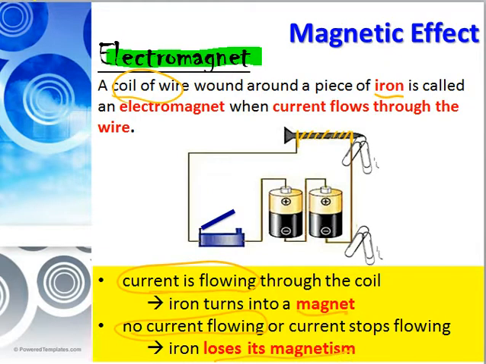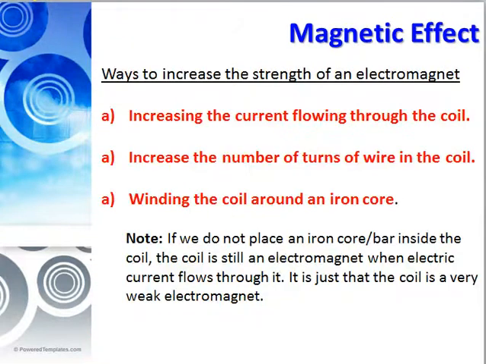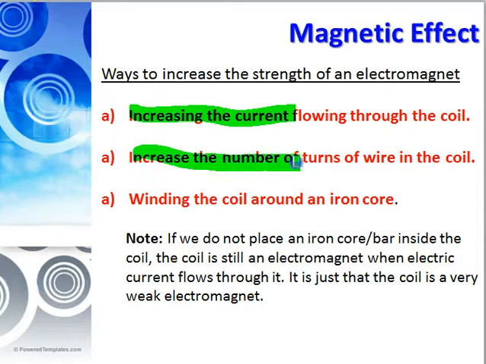So now, you might be thinking, wow, this is quite an amazing effect. Can we make the magnetism stronger? Can we make the magnetic effect stronger? Answer is yes. How do we increase the magnetic effect? First, we can increase the current. Next, increase the number of turns of wire. That will also help. Next, we wind it around an iron core. You can think of it as an iron bar or iron substance.